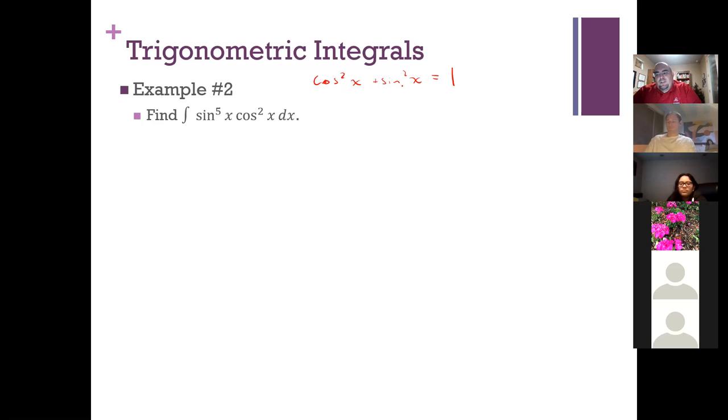What this identity allows us to do is trade two powers of sine for two powers of cosine, or vice versa. And we can use that to help us solve these integrals. I think you've probably gathered that we're going to do that here. But my question to you is, should we transform some number of sines into cosines, or should we transform this cosine squared into sine squared? Which way should we go?